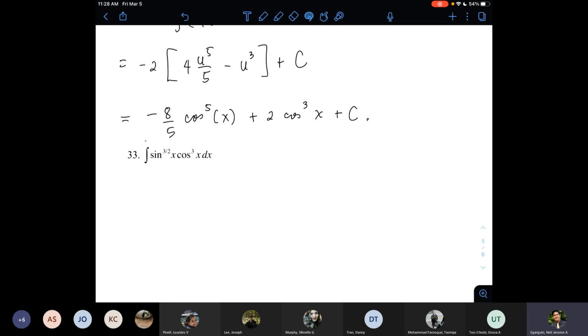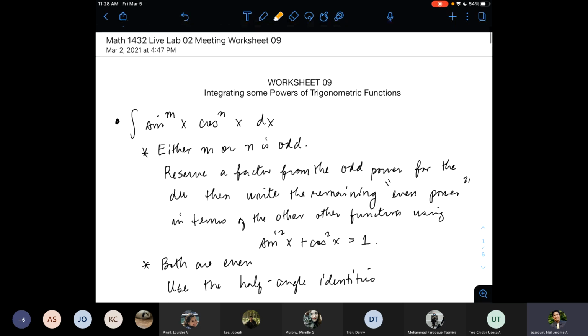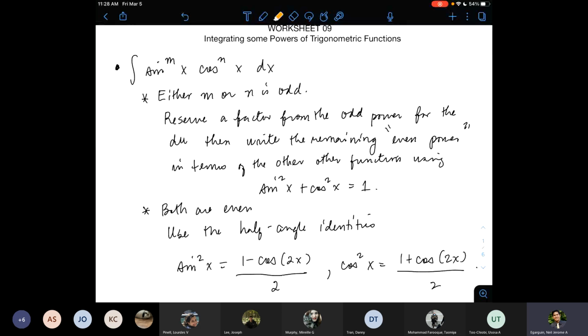Okay, so for problem 33, you see here that you have an odd power for cosine. Remember, the first thing that I wrote on top of our worksheet is the general guidelines for powers of sines and cosines. The first case is either m or n is odd. It's sufficient to see at least one of those powers to be odd, and then you're in good shape.